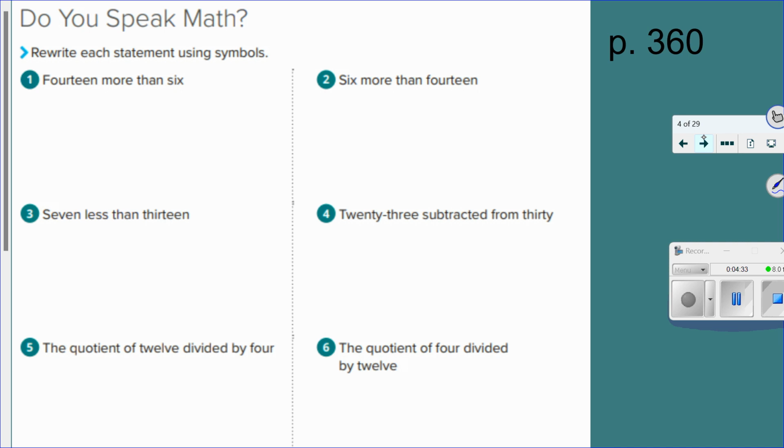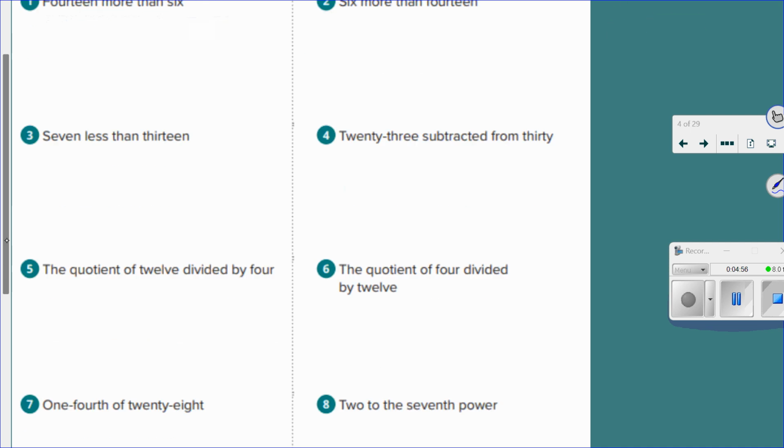Okay, I hope so. Now, we already practiced this. Let's see if you guys remember. We're going to rewrite each statement using symbols. In other words, I've given it to you in English. I want you to write it in math. So I want you to solve it? No, I don't. I just want you to write it.